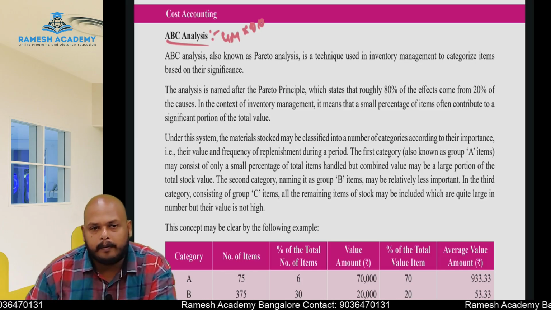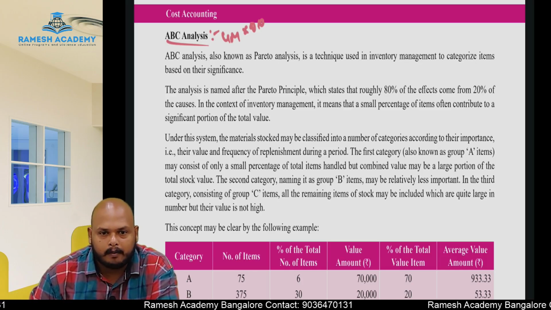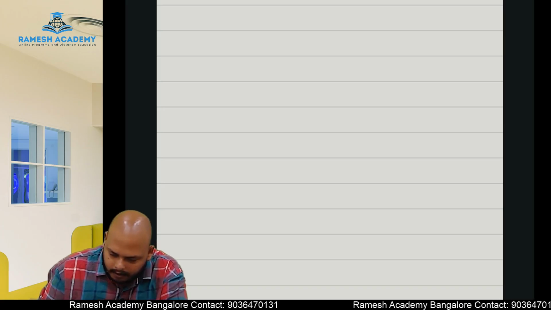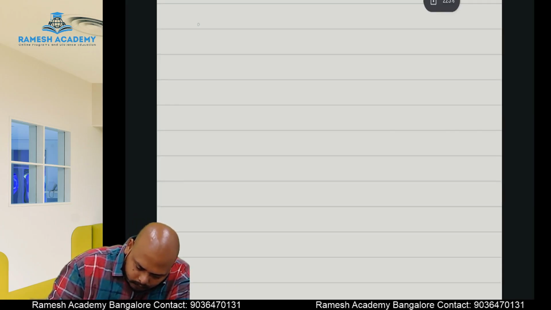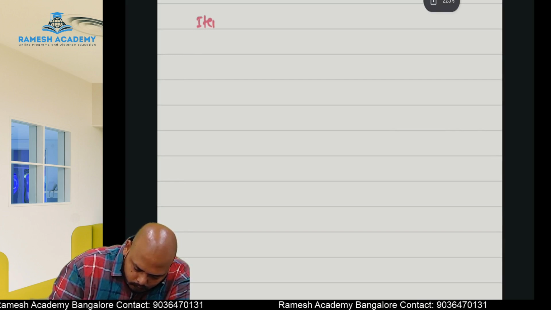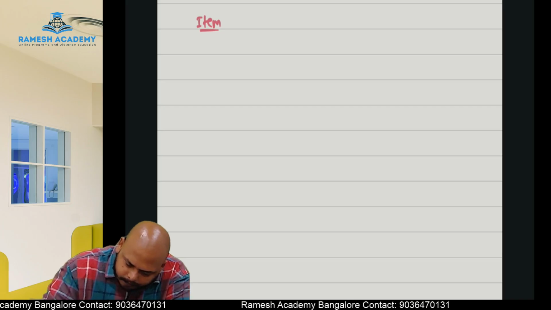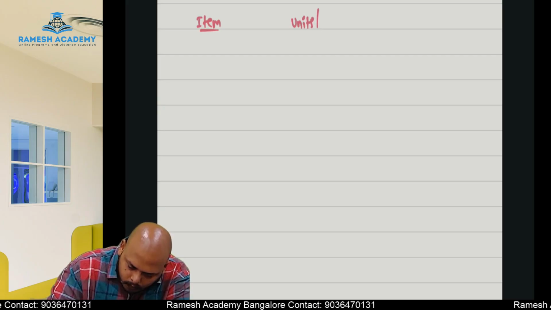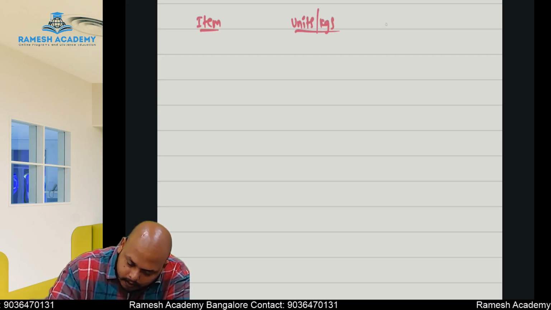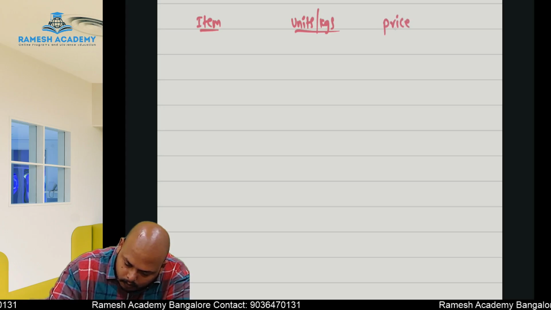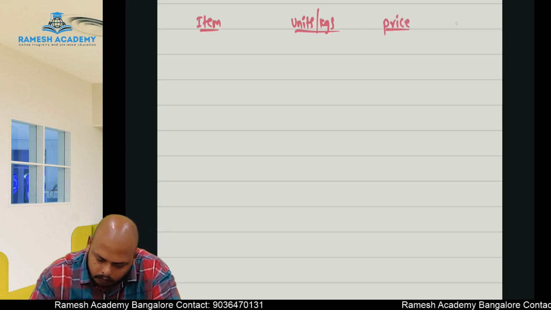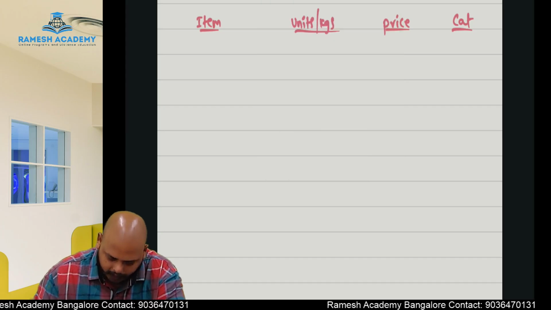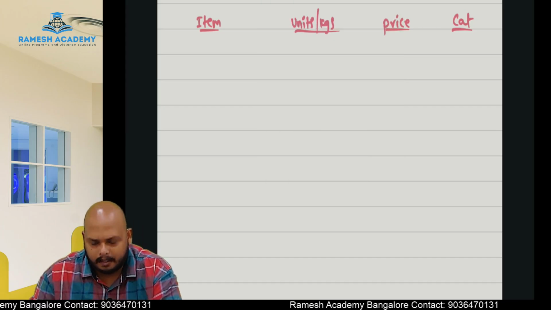So what do you mean by this A category? What do you mean by this B category? What do you mean by this C category? Let us take one example, and based on that example, let us see. The columns are: item, units or kgs, price, category.